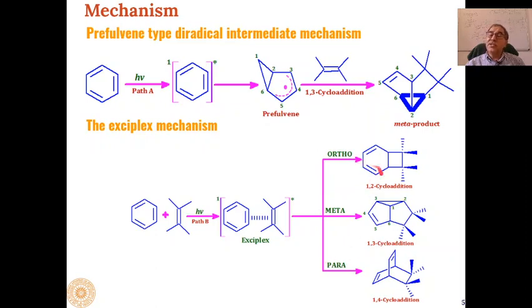So if the addition is 1,2 cycloaddition, then this type of product will be formed. If this is 1,3, as I have shown over here, we will get this type of product formation. So this structure is equivalent to this structure in writing. Then if 1,4 cycloaddition takes place, then the para product will be formed.